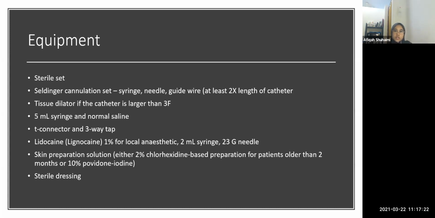So the equipment for central lines includes all the sterile set for central line and the Seldinger cannulation set, including the syringe, needle, guide wire, and tissue dilator if the catheter is larger than 3F, and then 5 ml syringe and normal saline, T connector and three-way tap, analgesic lignocaine, skin preparation chlorhexidine, and also sterile dressing.